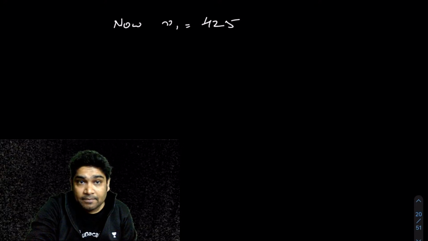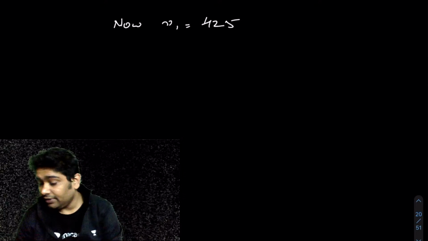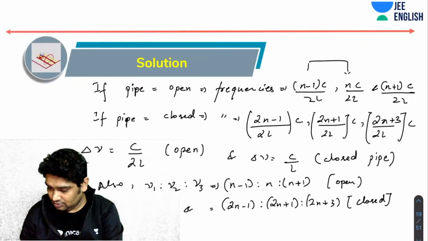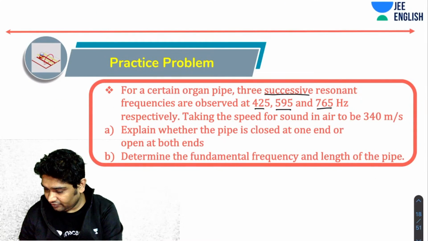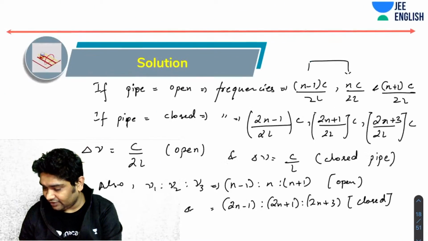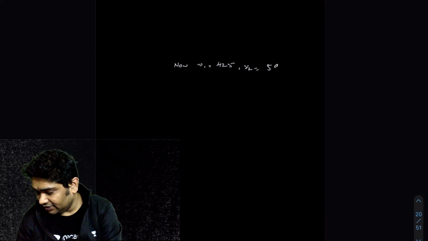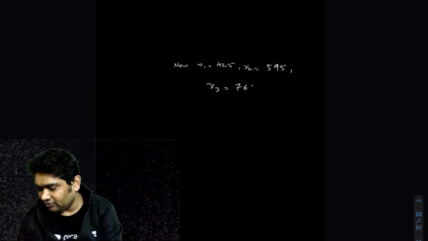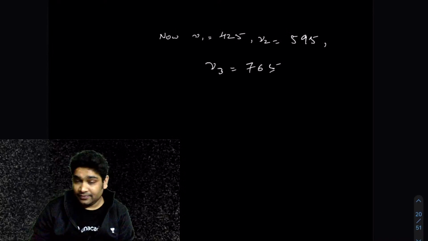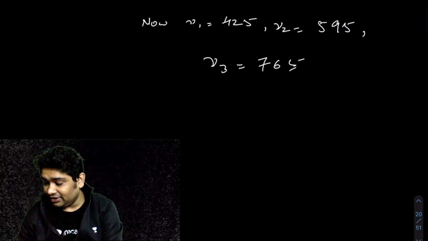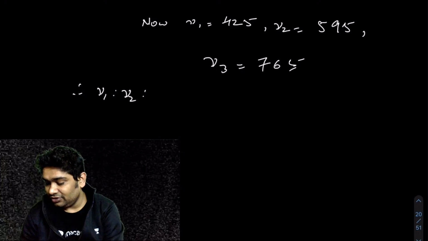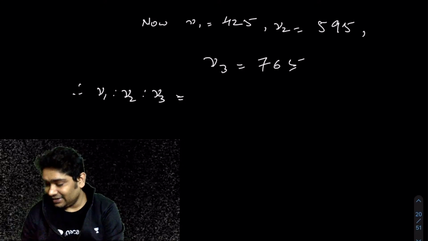Now nu one, and what were nu two and nu three? nu two was 595 and nu three was 765. First, let's try and find the ratios. nu one is to nu two is to nu three. Let's see how that appears.